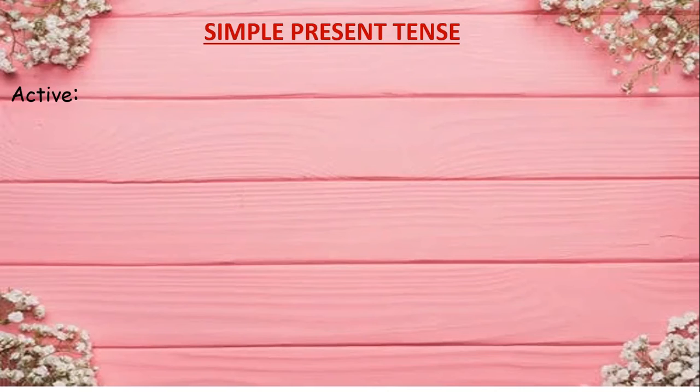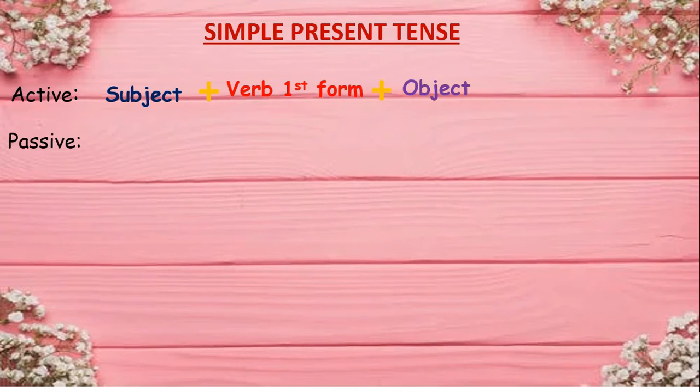What will be the structure for each sentence of active voice and passive voice in simple present tense? Active voice in simple present tense has a really easy and simple structure which we have learned about: subject, a person who is performing, plus a verb with the first form, an action, plus object, on which the verb applies. But in passive voice the structure is totally changed.